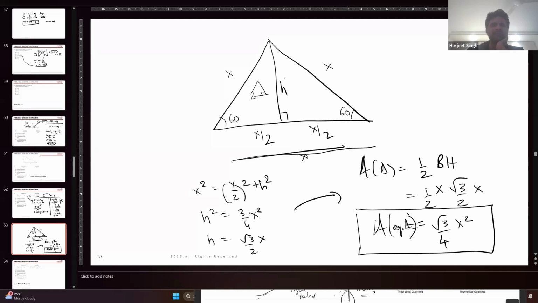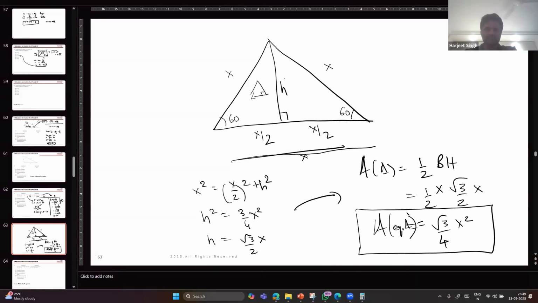So just follows from basic geometry. So you don't need to know the height to find the area of an equilateral triangle. If you know the side, you can directly find the area. Root 3 by 4 into x square. So this is fast and quick. Good. Next.